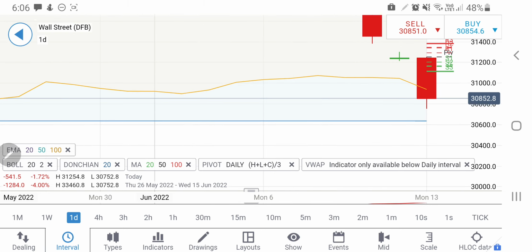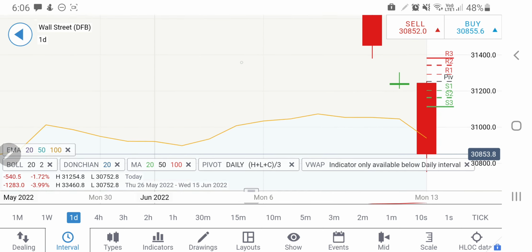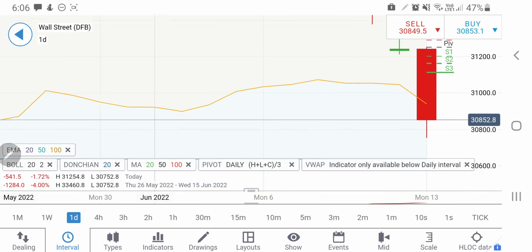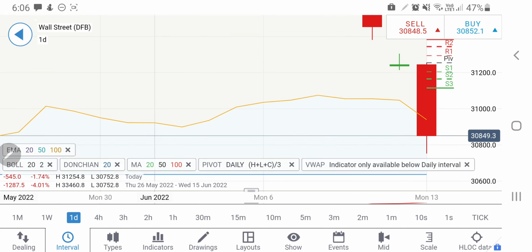Here are the daily charts. On the daily charts, as I told you in my weekly analysis, below 31,250 we can expect a sharper drop, and that is what has happened. We have seen a sharper drop, but whether it can now recover from here or is going to trade in red, that is the question mark.